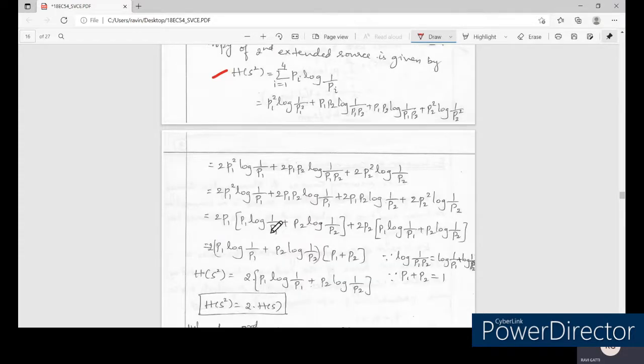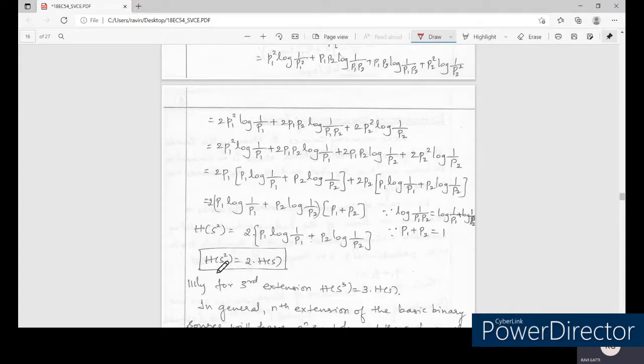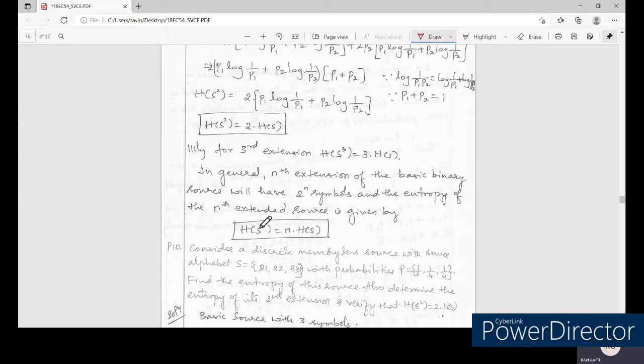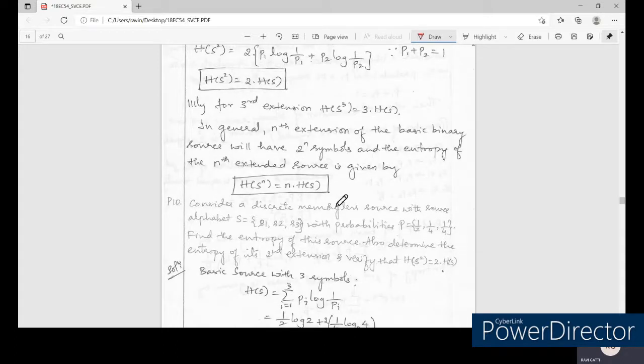So we have arrived at an expression: the entropy of the second extension is 2 into P1 log 1 by P1 plus P2 log 1 by P2. That is, the entropy of the second extension is 2 into H of S, where H of S is the entropy of the original source. Similarly, we can conclude that the third extension is H of S cube equals 3 into H of S. In general, for the nth extension of the source, H of S to the power of n is n into H of S. This is what we studied in the earlier classes.